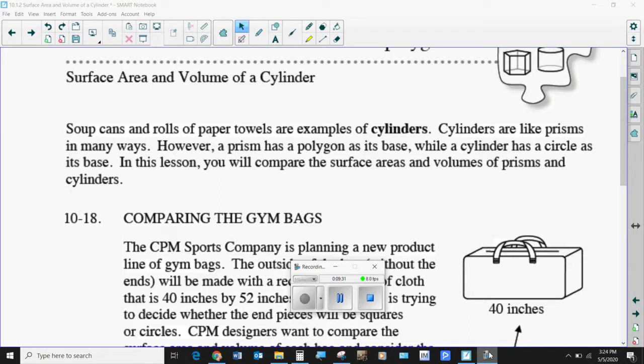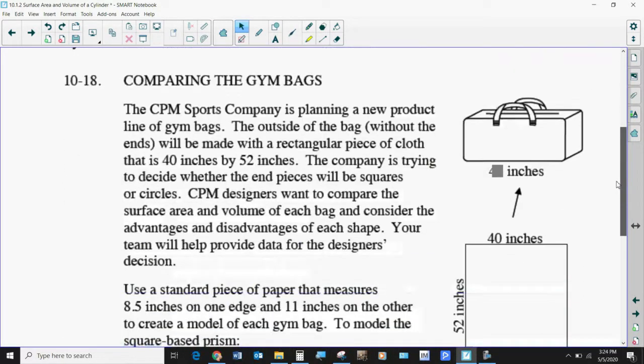We're already almost 10 minutes into the video, and we're barely even getting started. So this is going to be a longer video, and I'm sorry for that. But it's a good video for us to see a practical application of surface area and volume of prisms and cylinders. So take this case of a gym bag.